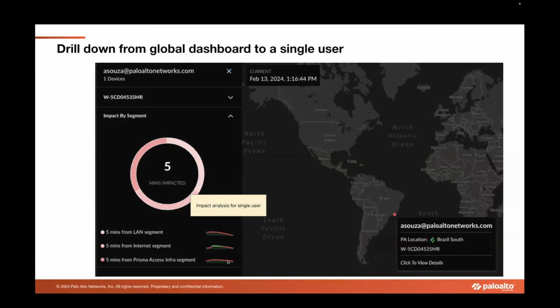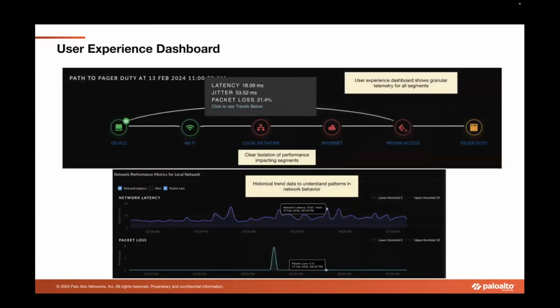Now, I want to drill down further. As an administrator, I want to know, is this problem persistent? Is this user having this kind of problem for a long time? Is there a pattern to this user's problem? I want to know more about this user's problem, so I can be taken quickly to the user's experience dashboard. And here I'm shown a topology view just for this user. I can see clearly which segments are causing performance impact and why this segment has been isolated.